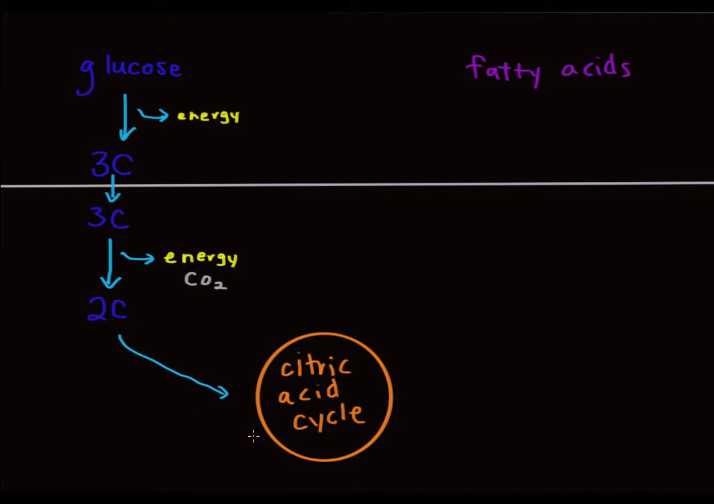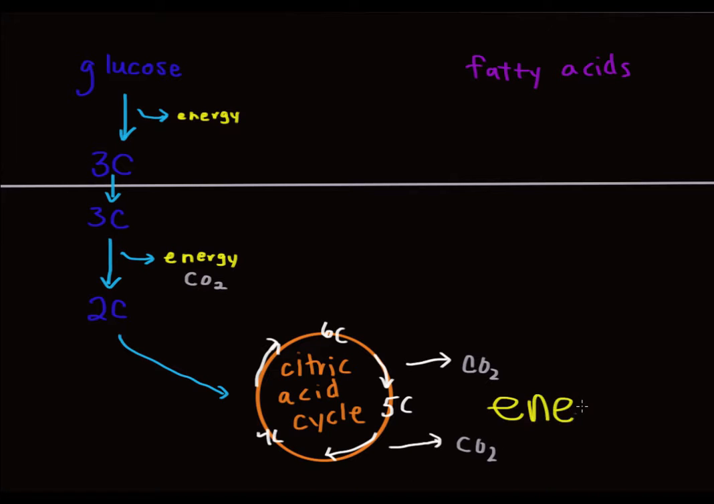In order to do that, it takes a 4-carbon molecule and combines it with the 2-carbon molecule, producing a 6-carbon molecule, which then becomes a 5-carbon molecule, and back to the 4-carbon molecule. That loop makes it a cycle. But the real key thing you need to know here is that this process releases those 2 carbons as CO2 and harvests a ton of energy in the process. So that's glucose. So let's look at fatty acids.